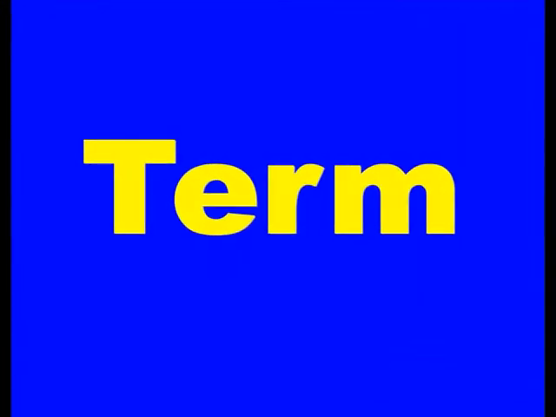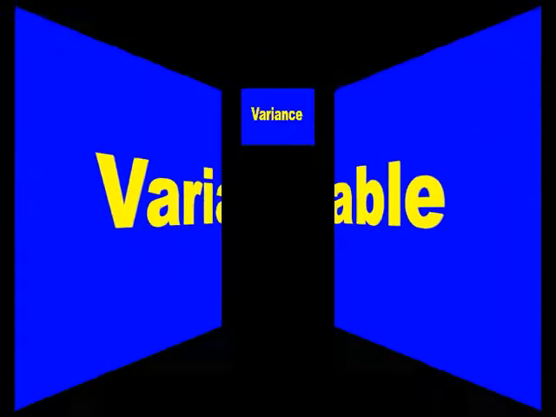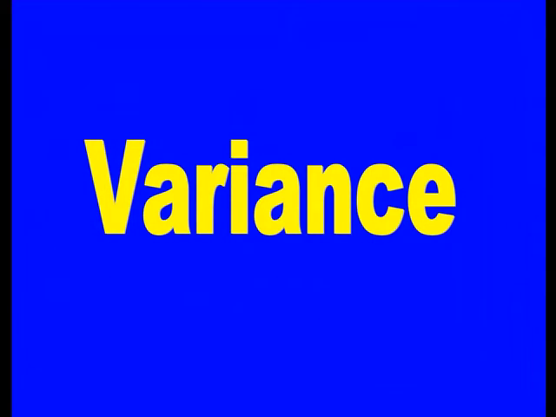Standard deviation. The standard deviation of a data set measures how far the data differ from the mean value. Term. A term is a single mathematical expression. It can be a single number, a single variable, or several constants and variables multiplied together. Variable. A variable is a factor in a mathematical expression that is subject to change. Variance. Variance is a statistical measurement that indicates the spread in a data set.